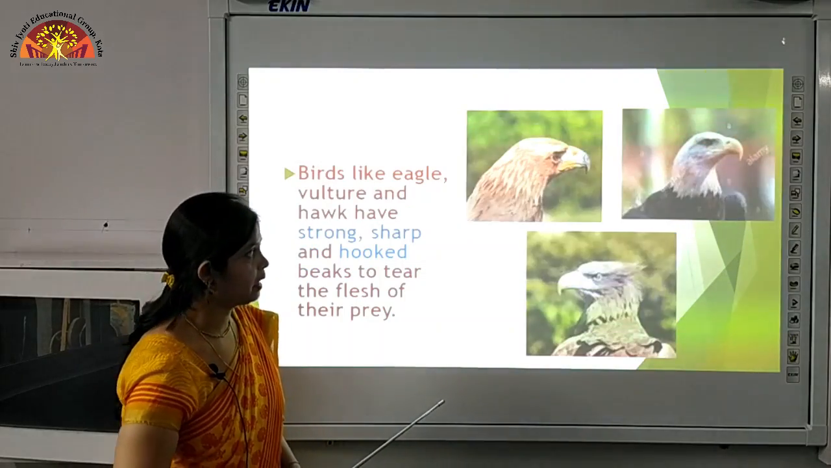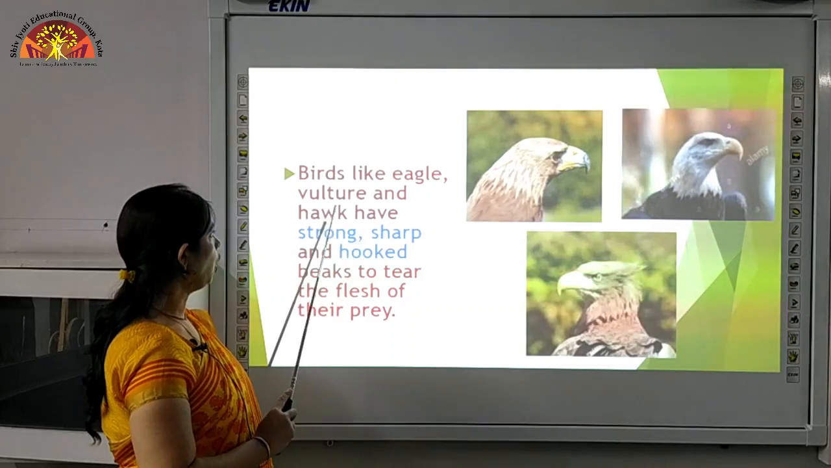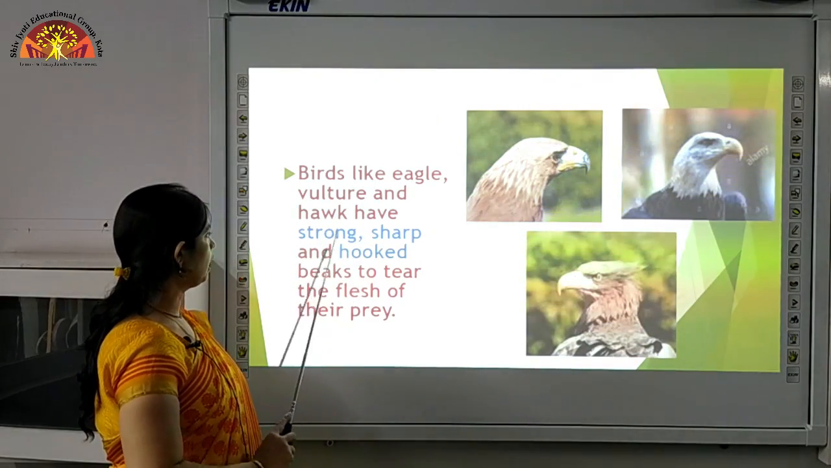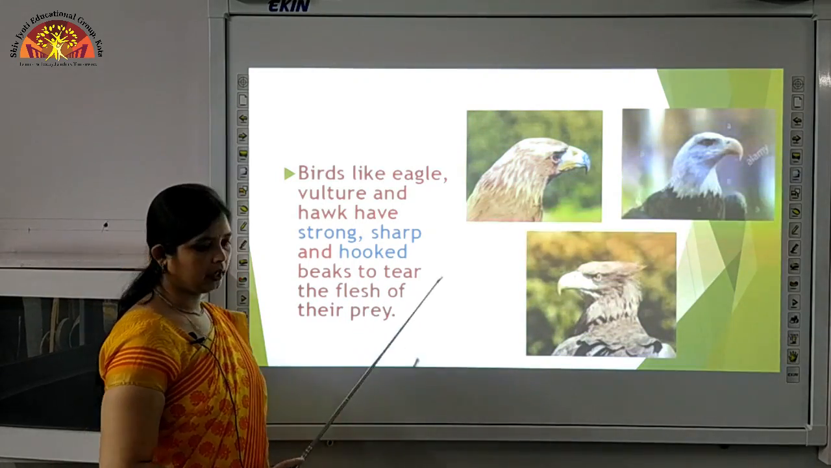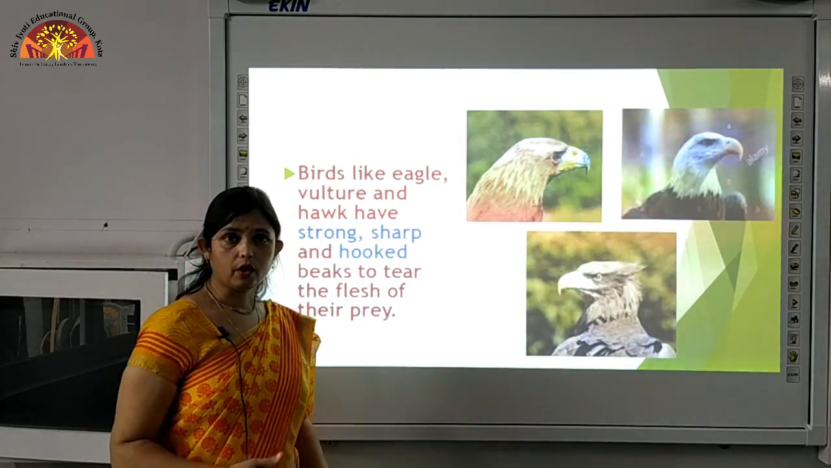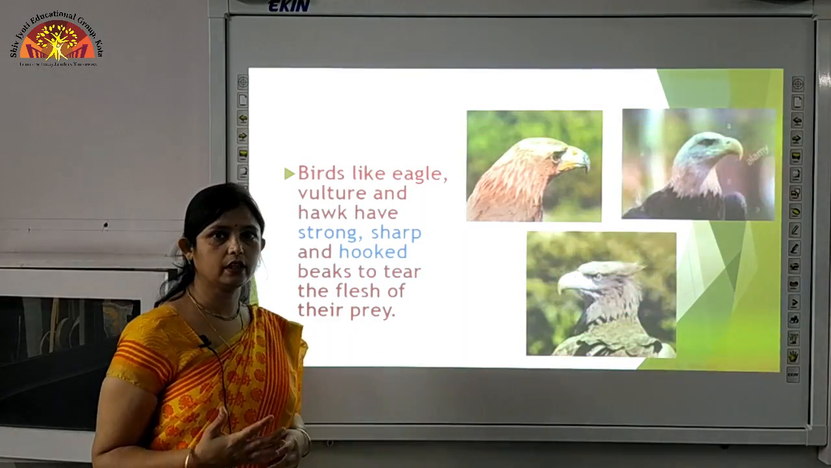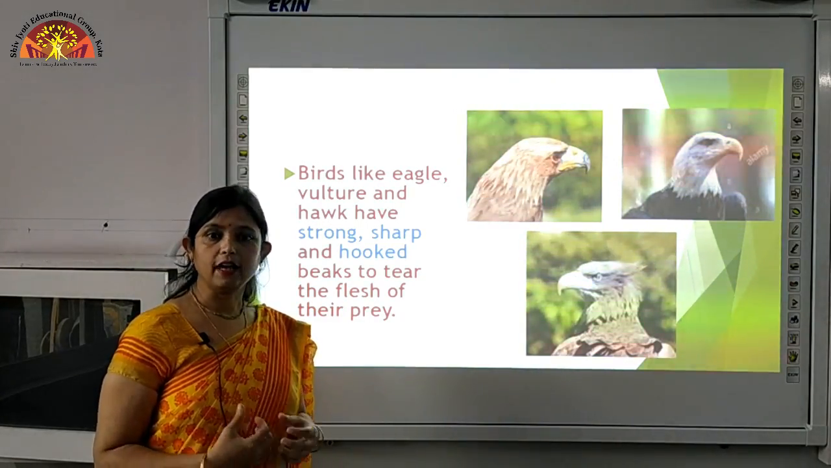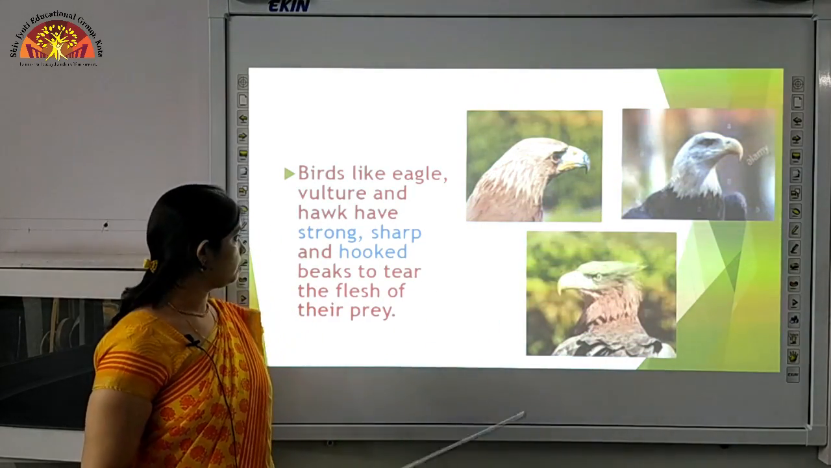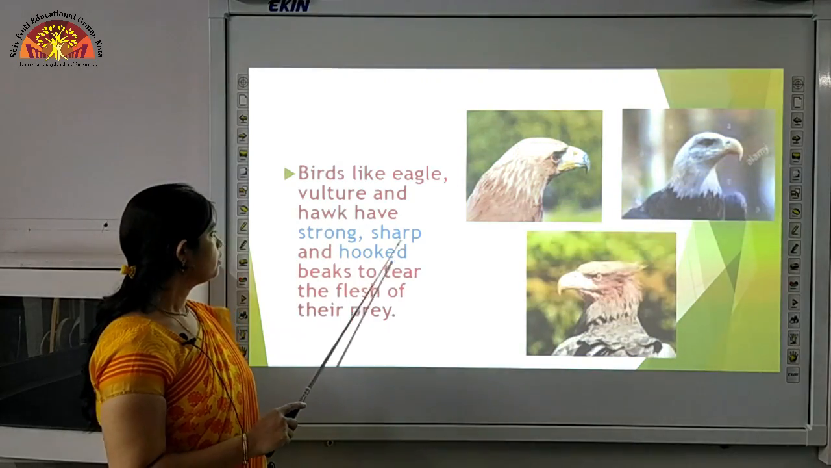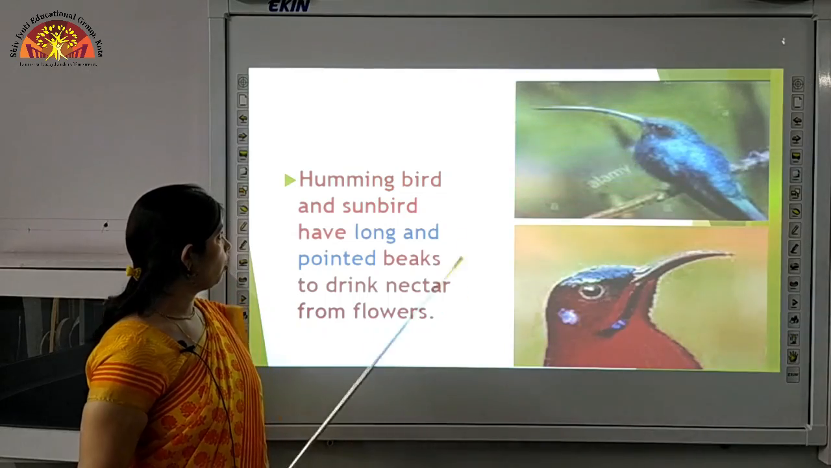Now, we come to another example. Birds like eagle, vulture and hawk have strong, sharp and hooked beaks to tear the flesh of their prey. Now, you have already studied in your previous chapters that these birds like eagle, vulture, they are carnivores. They eat the flesh of the other animals. So, to tear the flesh of the other animals, their beaks are strong, sharp and hooked.